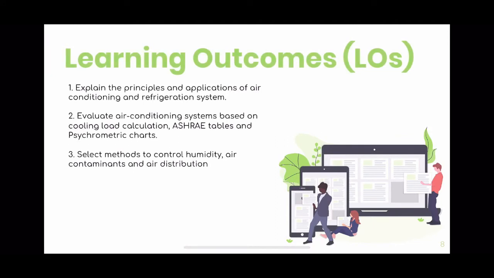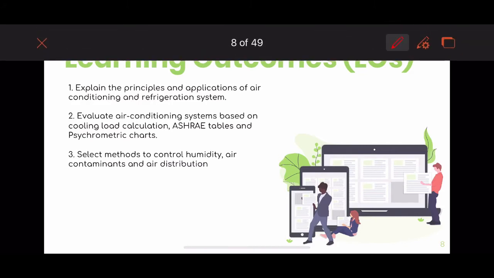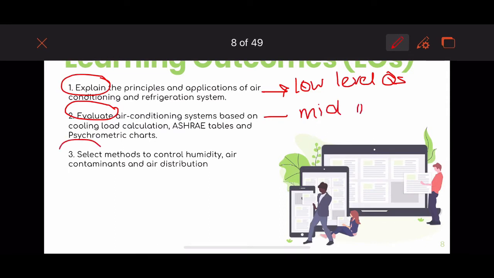Alright, so we have 3 learning outcomes. You can refer to the scheme of work as well. So we have number 1, explain the principles and application of air conditioning and refrigeration systems. And here, our Bloom verb is explain, and therefore this is usually for low-level questions. I believe you guys know already what we mean by low-level questions. It means that the exam question, test or assignment will be based on these Bloom's levels. So LO1 will cover the low level. Number 2, evaluate air conditioning systems based on cooling load calculation, ASHRAE tables and psychrometric charts. And this is mid-level questions. And the last one, select methods to control humidity, air contaminants and air distribution. This one will be high level. Right, so our questions, exams and tests will be based on these learning outcomes.